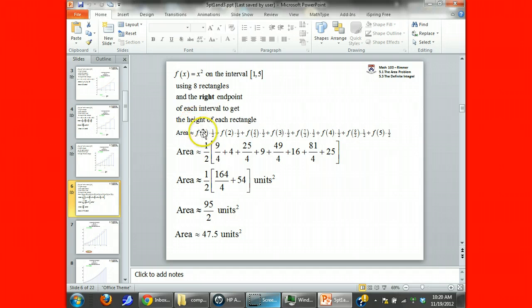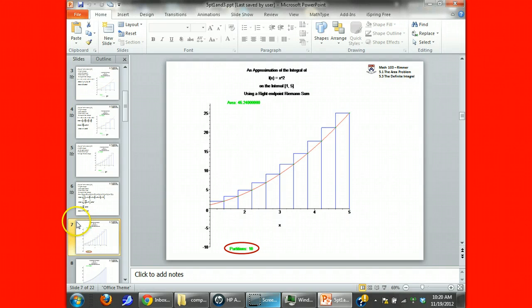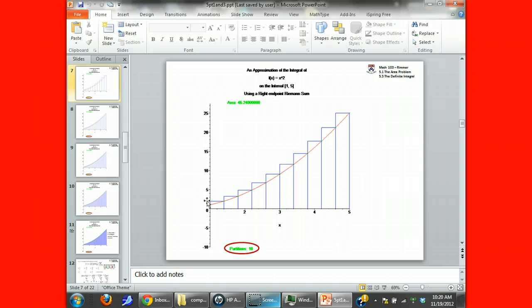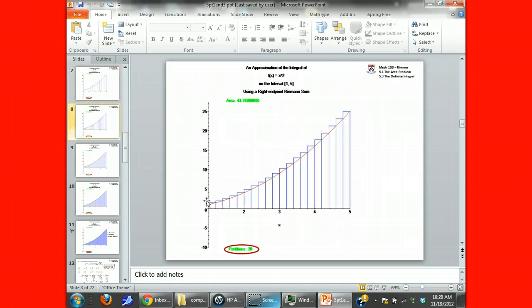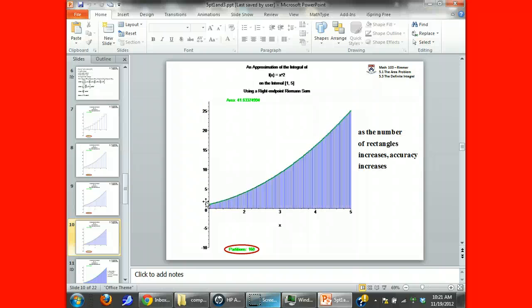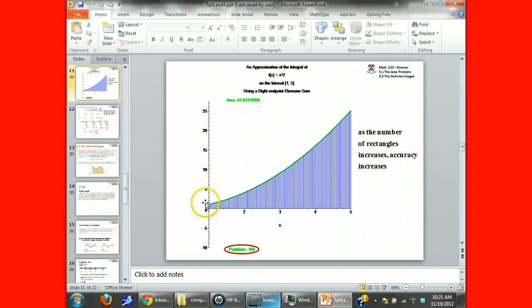I wouldn't have you do that by hand. That's unreasonable for me to ask. But we can increase even more. Here's the picture with 10 rectangles. This is with 20 rectangles. Notice how much it is over and how that decreases, and I have them sort of right on top of each other. 10, 20, 40, 80, 160. As the number of rectangles increases, the accuracy increases.